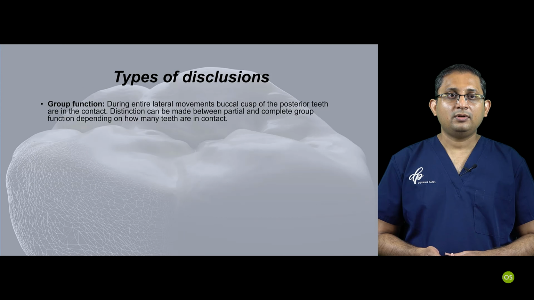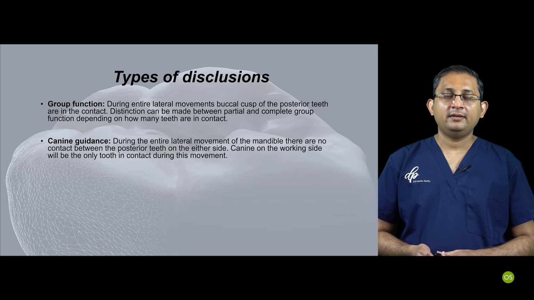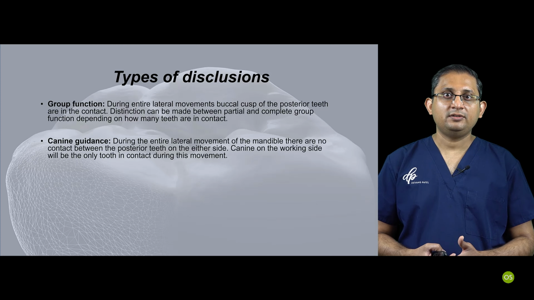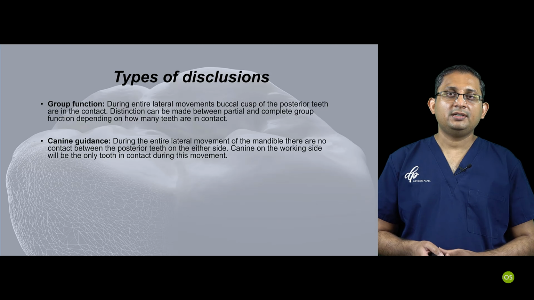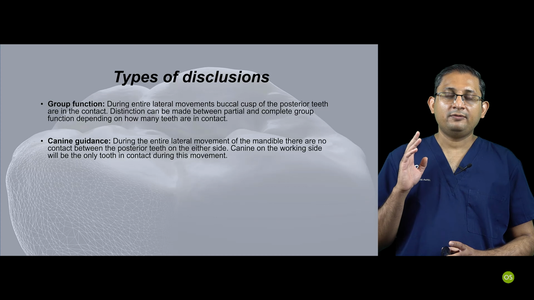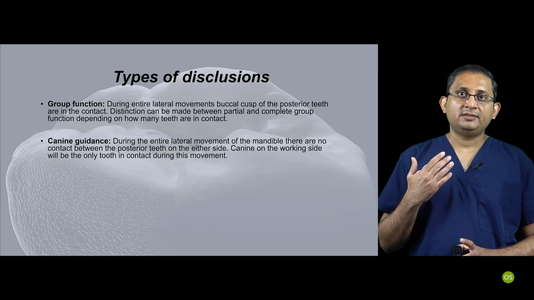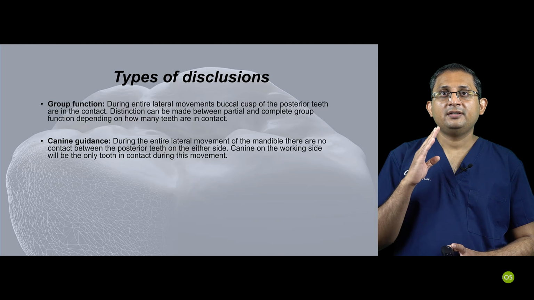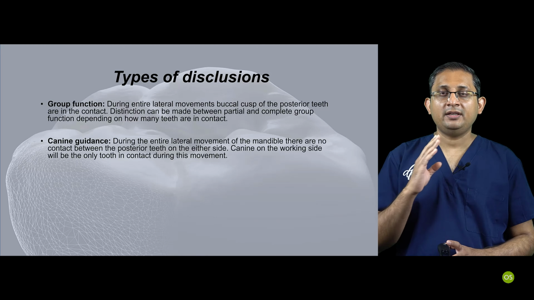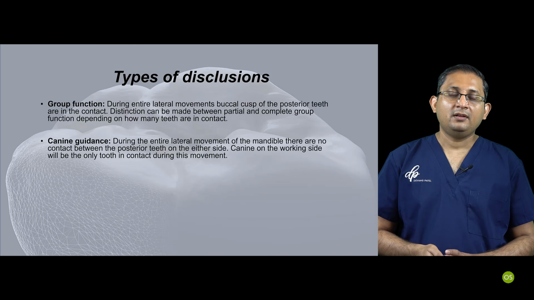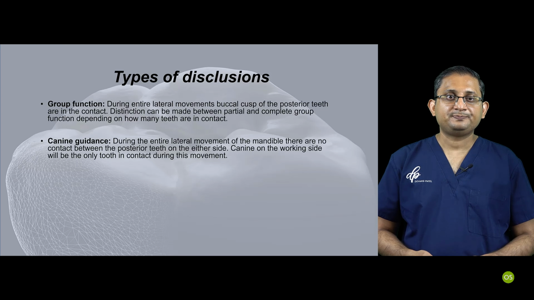Now, as we discussed, the two main types of disclusion are group function and canine guidance. The group function is when you're moving your jaw, let's say to the right hand side, and more than one tooth is in contact, usually premolars and canine. And canine guidance is when you are going to the right hand side, the canine is in contact and is discluding immediately the rest of the teeth, right hand side and left hand side and anterior. And that is essentially what guidance means.